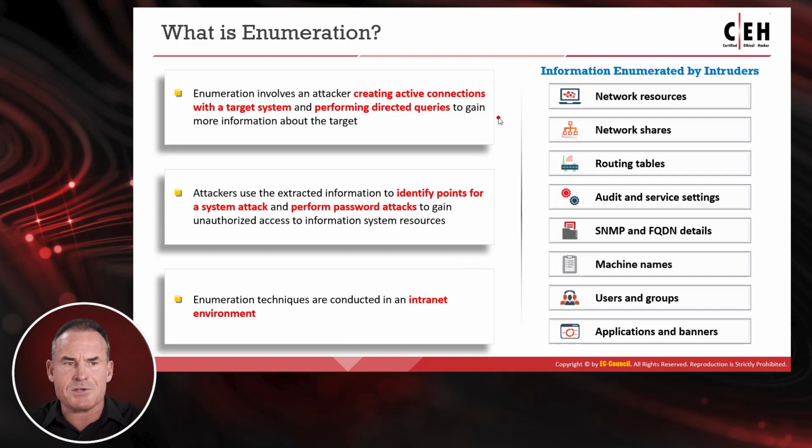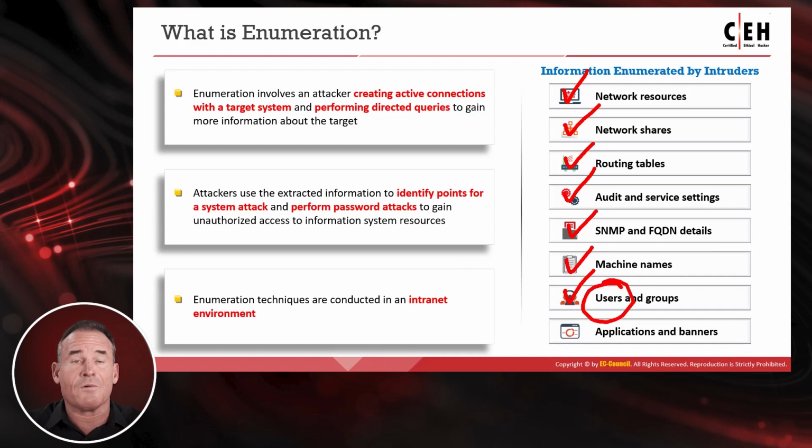All right, so first off, the definition. Riddle me this. What is enumeration? Enumeration is listing the details of blank. Whatever context you use the term in, you're listing specifics. So in this case, we might enumerate network resources, network shares, routing tables, audit and service settings, SNMP and FQDN details, machine names, users and groups. Again, at this stage of the game, we're really interested in user accounts because they already have access, and applications and banners. So we have NetBIOS enumeration, LDAP enumeration, SMTP enumeration, RPC enumeration, NFS enumeration, SMB enumeration, et cetera, et cetera, et cetera.